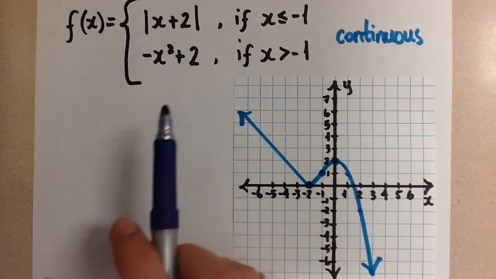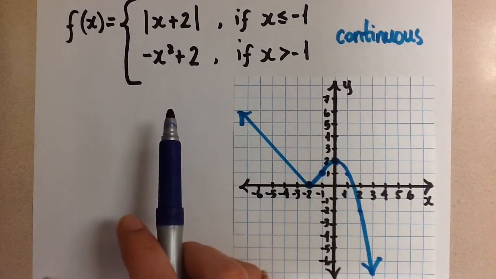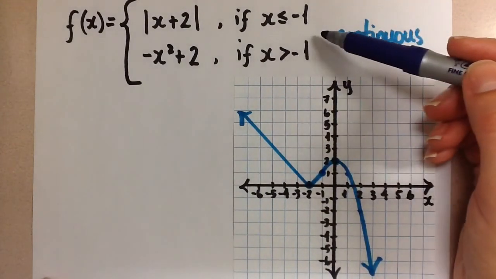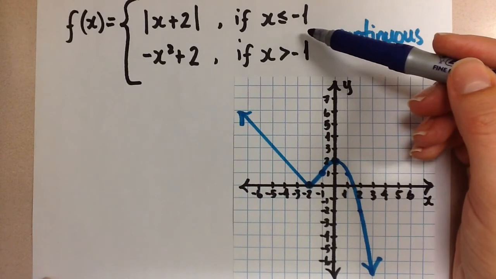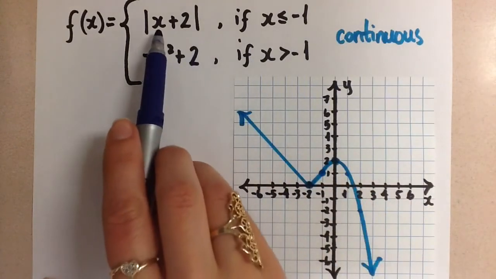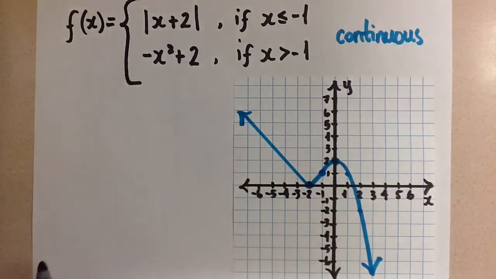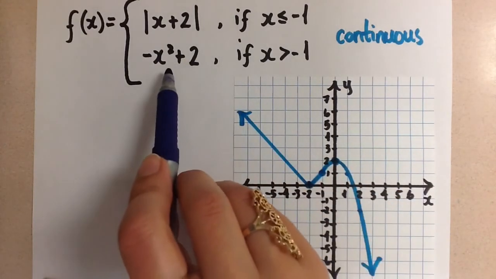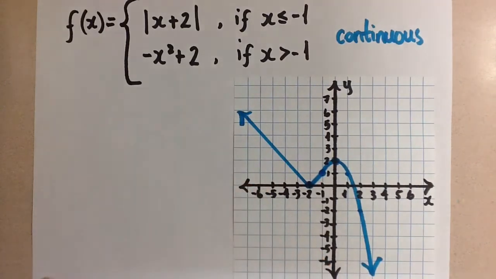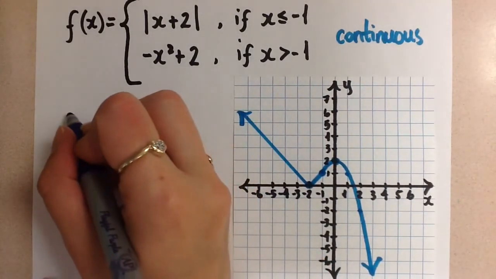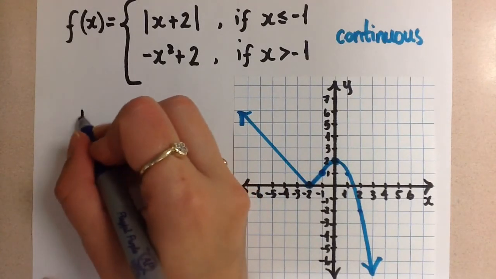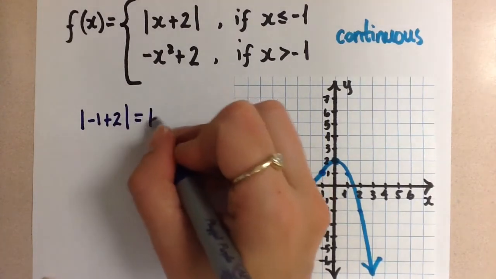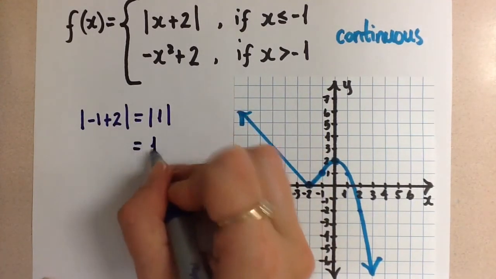In order to figure out if the piecewise function is continuous algebraically, we're going to take the x value in between the 2 intervals. So in this case, it's going to be the x value of -1, and sub that x value into this equation to see what the corresponding y value would be. And then we're going to do the same thing, sub in the -1 into this equation to see what that corresponding y value would be. So for the first one, if we sub in the -1, we're going to have the absolute value of -1 plus 2, which is the absolute value of 1, which is just 1.